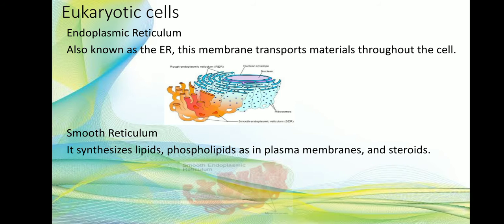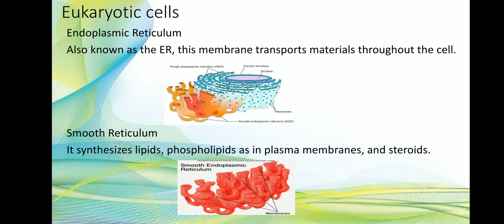Next one is the smooth ER. It synthesizes lipids, phospholipids as in plasma membranes, and steroids. The smooth ER is distinguished from the other parts of the endoplasmic reticulum by the absence of membrane-bound ribosomes.